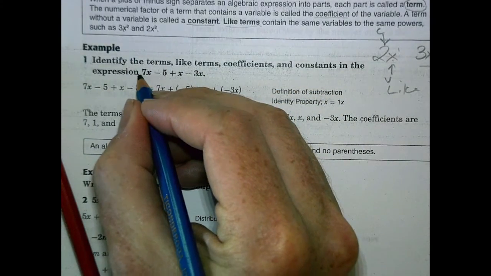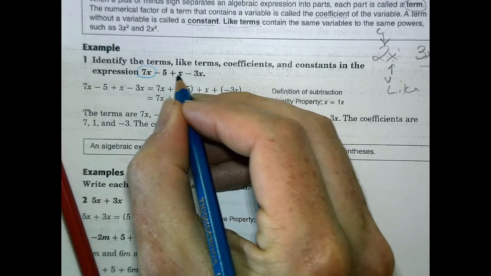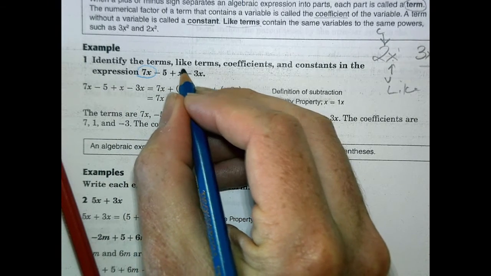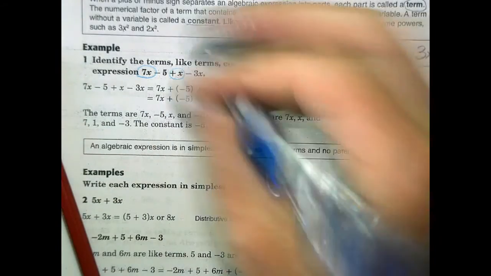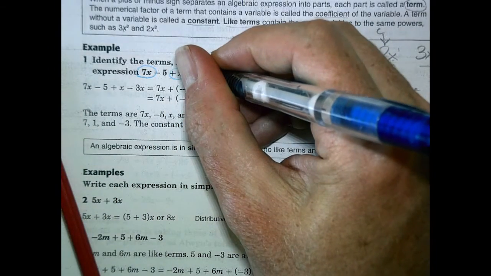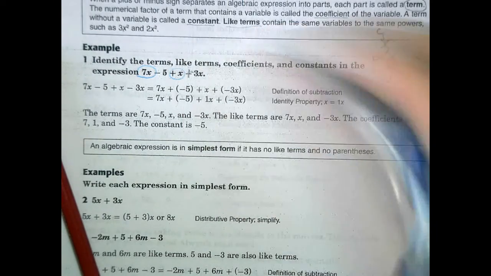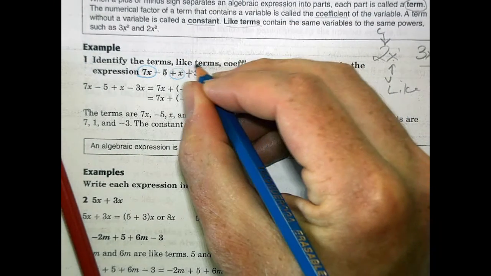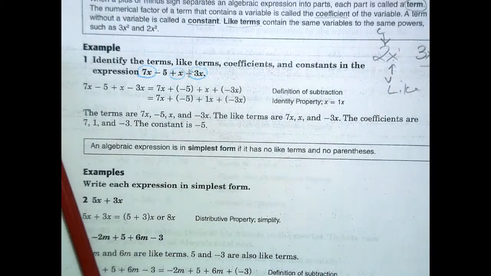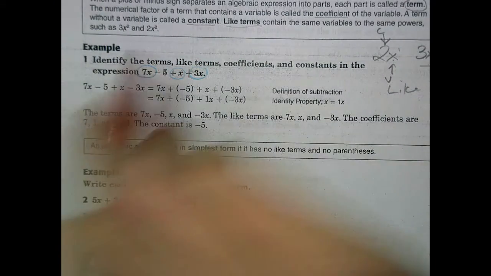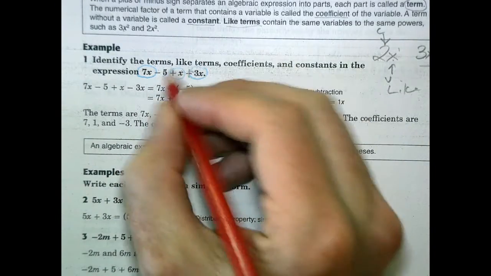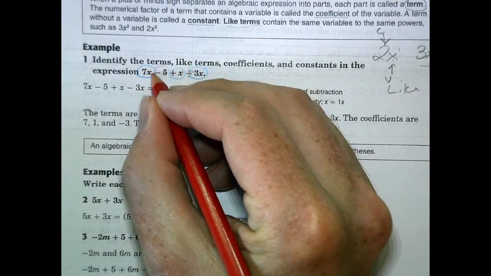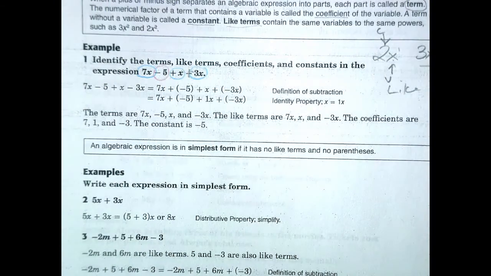In this case, I have a 7x, I have an x, and I'm going to circle the plus sign because I think of it as being positive. Here I have a 3x, and I think of that as add the opposite, so like a negative 3x there. Those are all of my like terms in this problem. And then I have a constant, which is the negative 5, and that's by itself there.